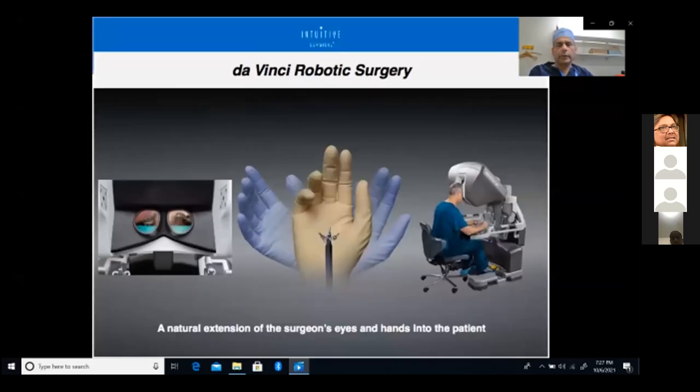You can see with the robot, you can wrist. If you're doing open surgery or laparoscopic, you can turn your instrument to 180 degrees, that's the wrist. But with the robot, you can turn it to 360 degrees, there's no limitation. So the suturing is so much better.